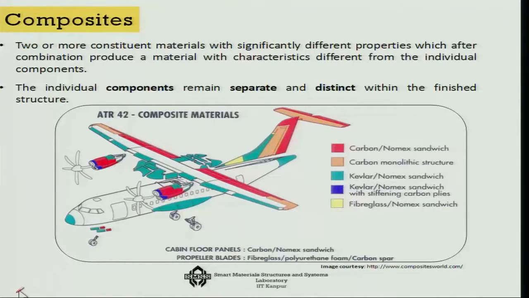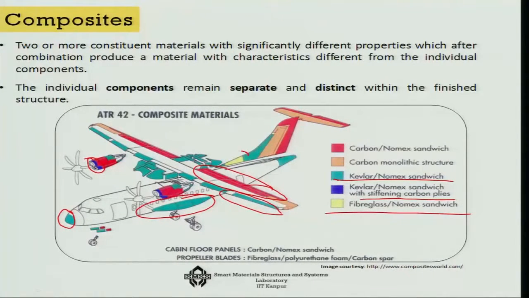Consider, for example, an aircraft. If you look at the wing part of the aircraft, there you will see the maximum use of composites. These red areas are generally carbon fiber reinforced plastic. Then you have other areas, like the belly part or the wing tip part, where you will see that Kevlar is used. In the high temperature zones, close to the engine, there is a Kevlar sandwich with stiffening carbon plies. And in certain areas less important in terms of structural strength, but very important as a connecting material, fiberglass is used.